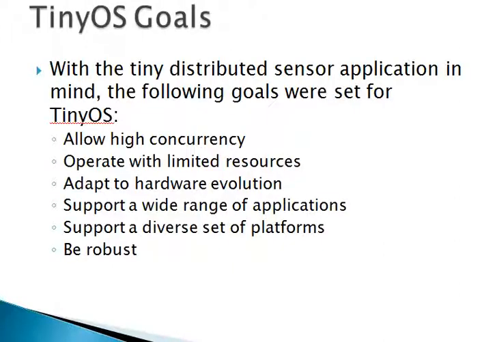Next is TinyOS goals. With the tiny distributed sensor application in mind, the following goals were set for TinyOS, which include: allow high concurrency, operate with limited resources, adapt to hardware evolution, support a wide range of applications, support a diverse set of platforms, and be robust. Coming to allow high concurrency, in a typical wireless sensor network application, the devices are concurrency intensive.